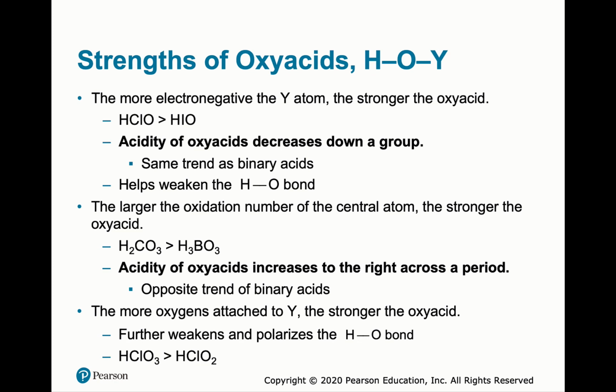For oxyacids, adding more oxygen draws more electron density away from the hydrogen-oxygen bond, and that weakens that bond, which makes it a stronger acid. So generally speaking, the more oxygens in the oxyacid, the stronger the acid. And they tend to increase to the right across a period. So carbonic acid, for instance, is stronger than boric acid.